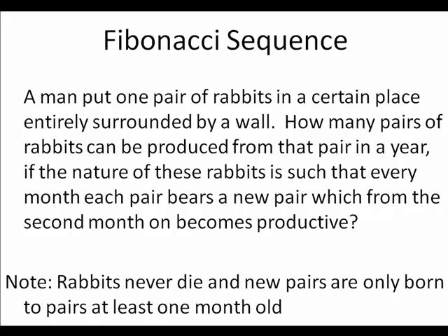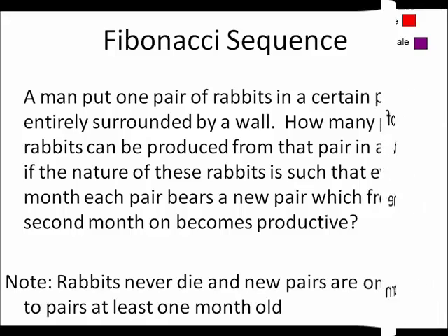A man put one pair of rabbits in a certain place entirely surrounded by a wall. How many pairs of rabbits can be produced from that pair in a year, if the nature of these rabbits is such that every month each pair bears a new pair, which from the second month on becomes productive? Note that rabbits never die, and new pairs are only born to pairs at least 1 month old.